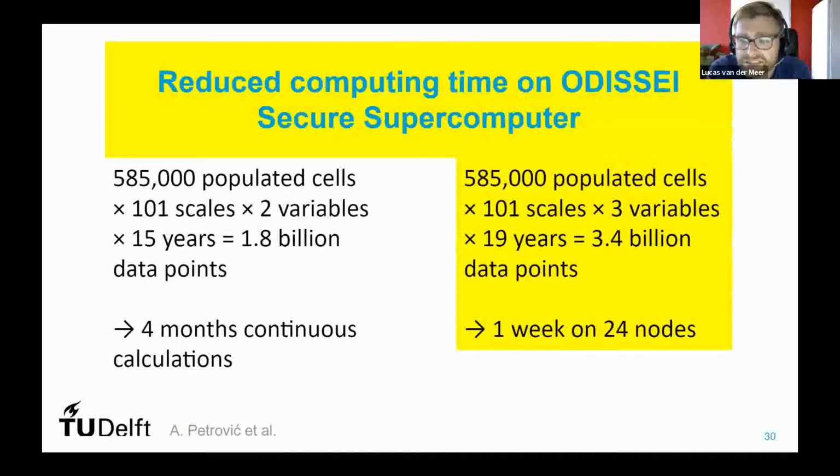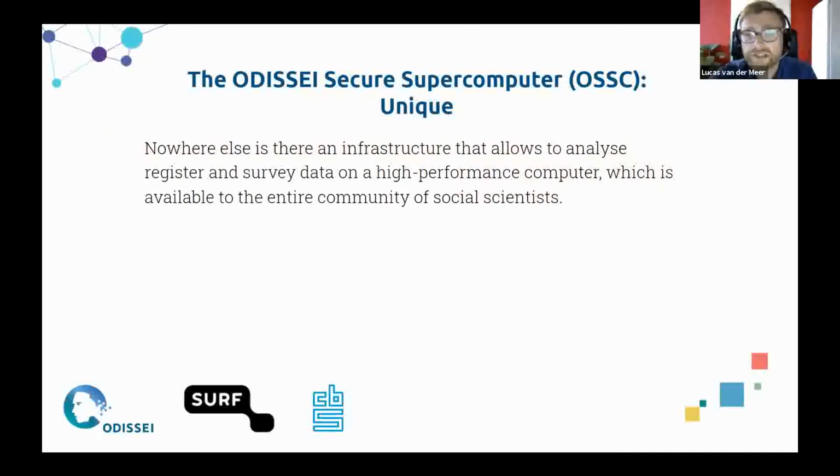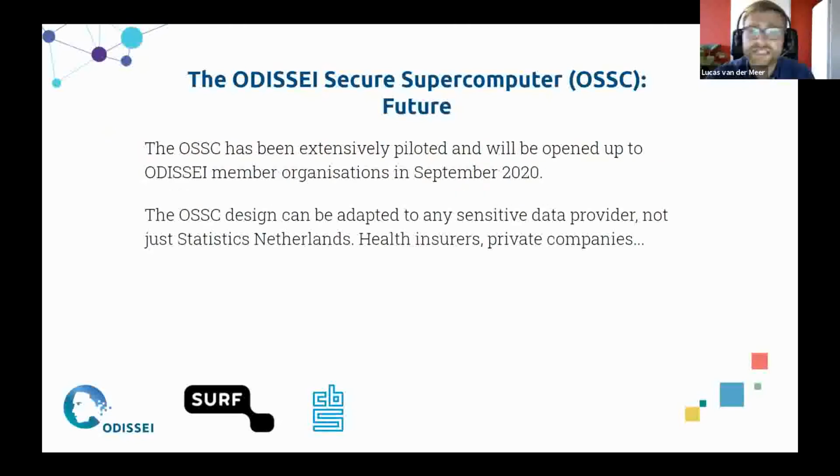And Anna even could analyze 1 additional variable and 4 additional years. So she even increased the number of data points. And as far as we know, the ODISSEI Secure supercomputer is unique in the world. Nowhere in the world is there a facility that allows researchers to analyze register data in combination with their own survey data on a high-performance computer. Of course, we're really proud of that, and we're opening the ODISSEI Secure Supercomputer. It's been extensively tested, and we're opening it in September 2020 this year.